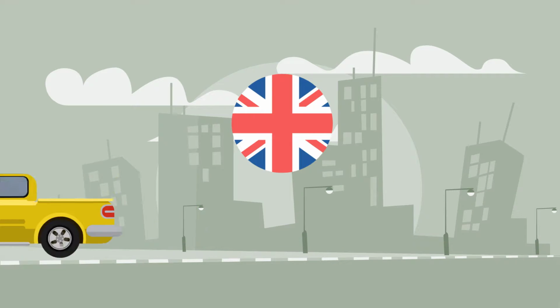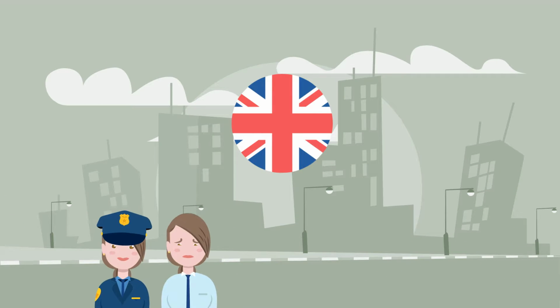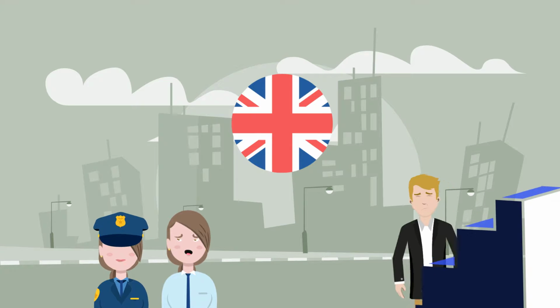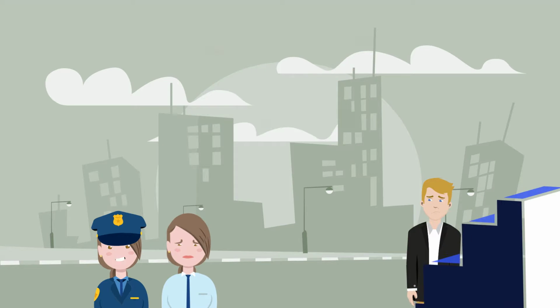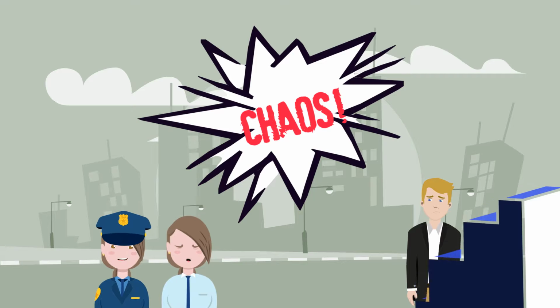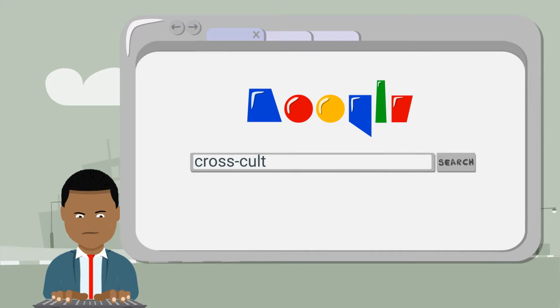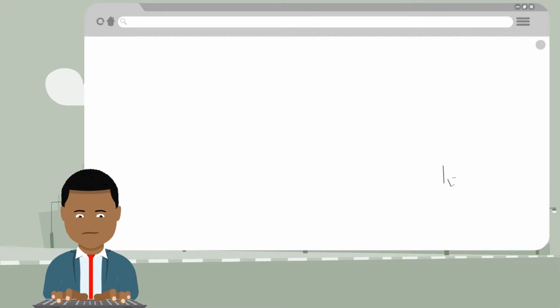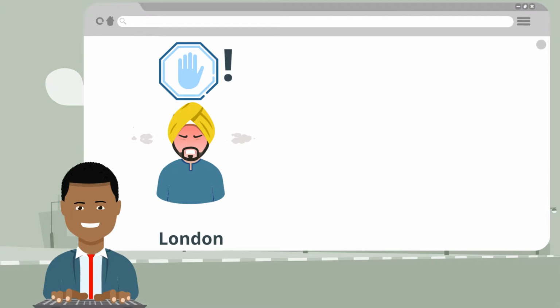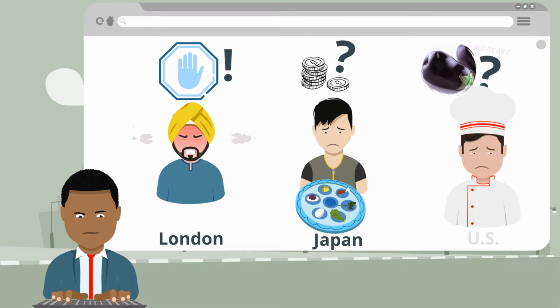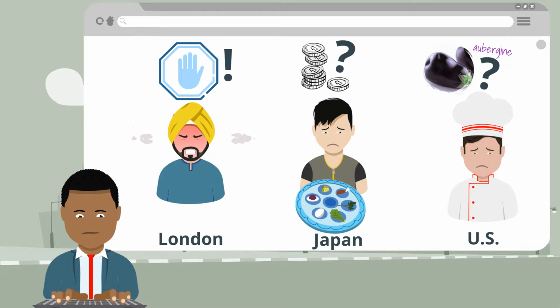What if a tourist in London drove on the right-hand side of the road, or God forbid, stood on the left-hand side of an escalator? The result would be utter chaos. The same rules apply when we're creating experiences for our customers online. And getting it wrong is equivalent to standing on the wrong side of an escalator in London, tipping in Japan, or ordering an aubergine salad in the US.